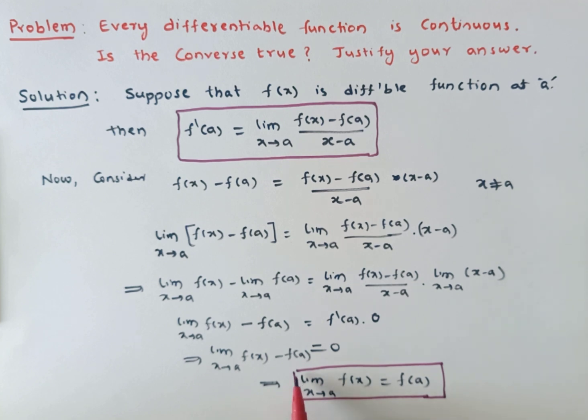So by using this we can say the function f is continuous at x equal to a, right? Therefore f of x is continuous at x equals a. Okay, so I took a differentiable function and concluded it is continuous. Now next, you need to say whether the converse is true or not. So the first part is over, that is every differentiable function is continuous.